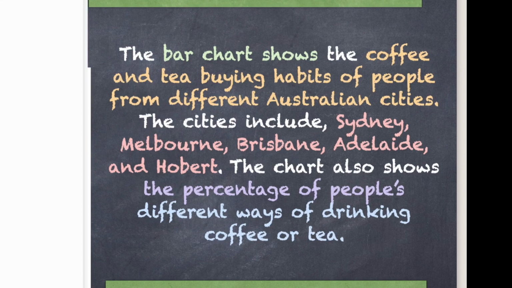It says, the bar chart shows the coffee and tea buying habits of people from 5 different Australian cities. The cities include Sydney, Melbourne, Brisbane, Adelaide, and Hobart.